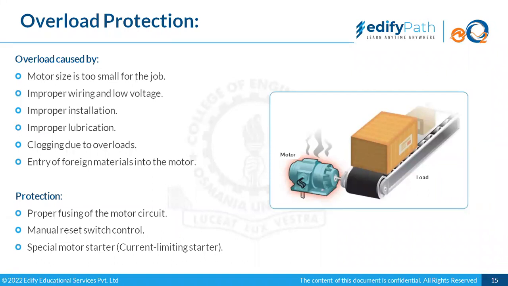Protection: proper fusing of the motor circuit, manual reset, switch control, and special motor starter. The motor should not be directly connected. We should have a proper motor starter so that when the motor needs a high starting torque, that could be given, and then the switching could move to the next mode when it attains some speed. So accordingly we should have proper starters depending upon the motor.